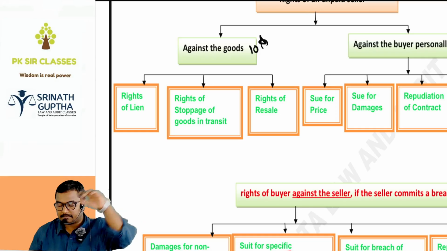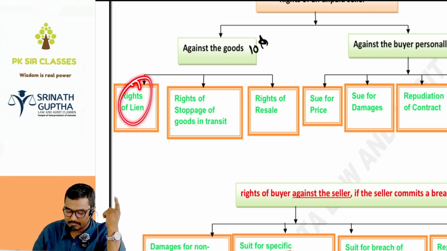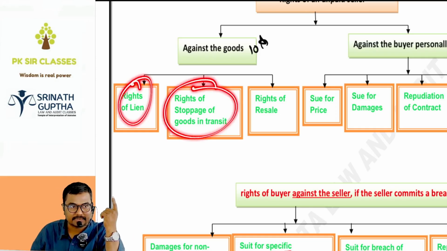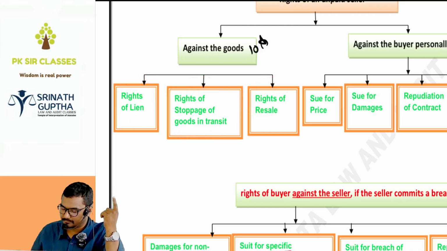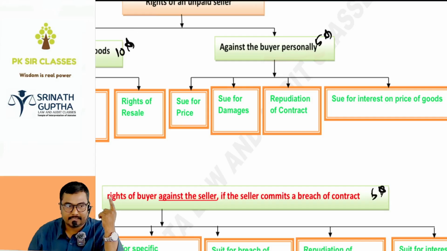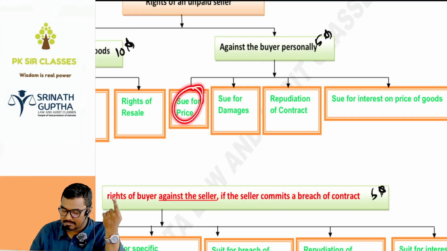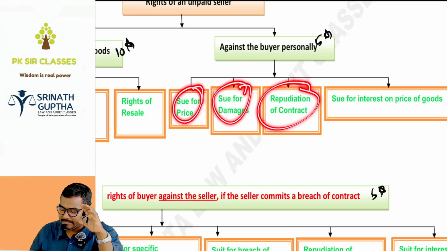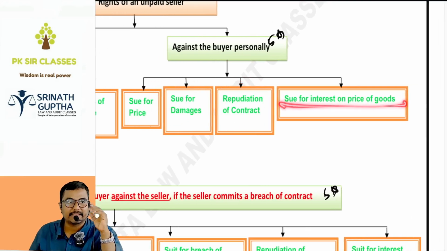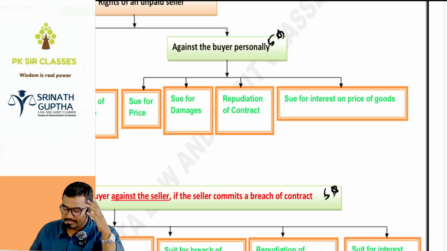Unpaid seller has the 3 rights on the goods: right of lien, right to stoppage of goods in transit, right of resale. And against the buyer, we can sue for the price, sue for the damages, sue for the cancellation of the contract, sue for the interest.